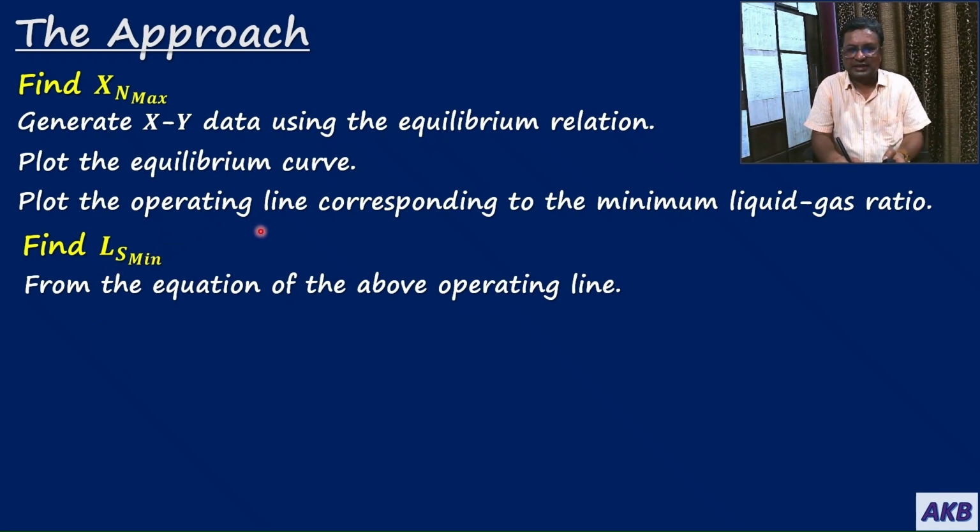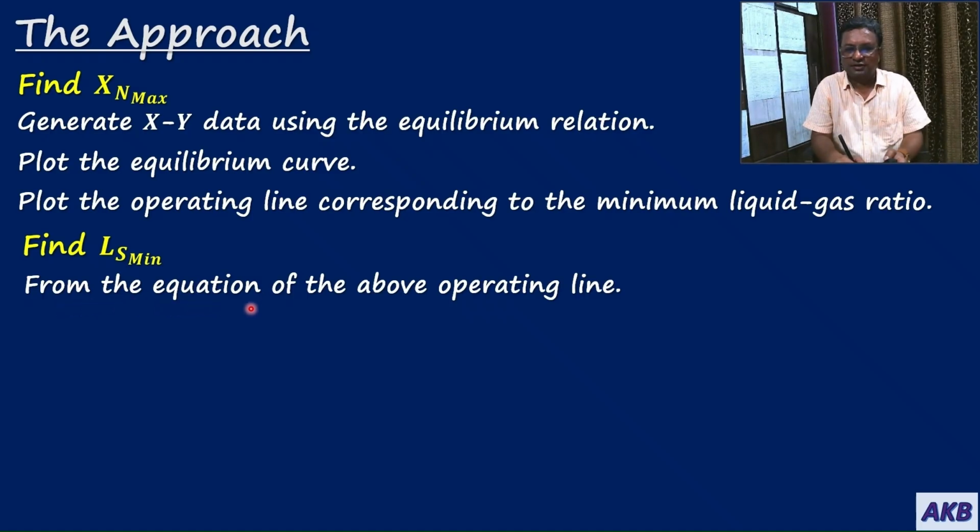Once you have the operating line, let me first tell you, once we plot the operating line corresponding to the minimum liquid to gas ratio, one end of the operating line, the upper end of the operating line, the x coordinate of the upper end of the operating line will be X and max. So once X and max is known to us, we can go to the next step. What is that step? Finding ELS minimum.